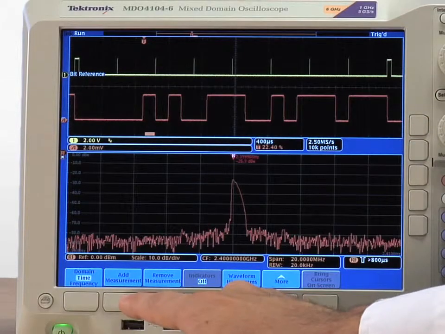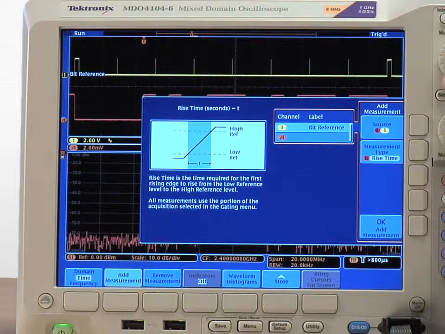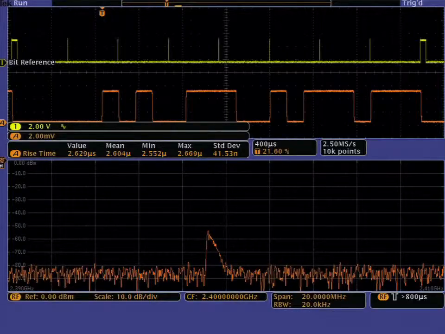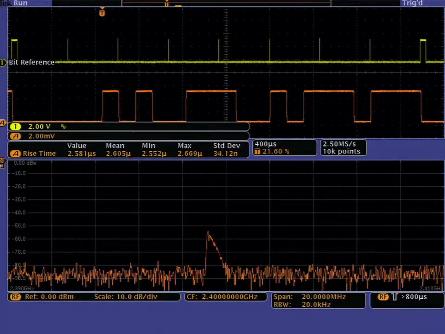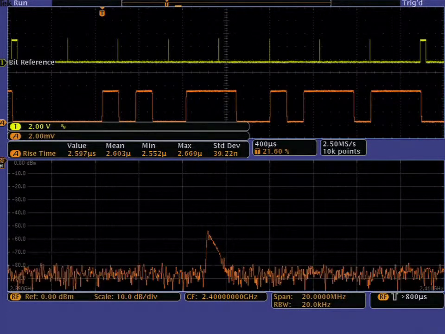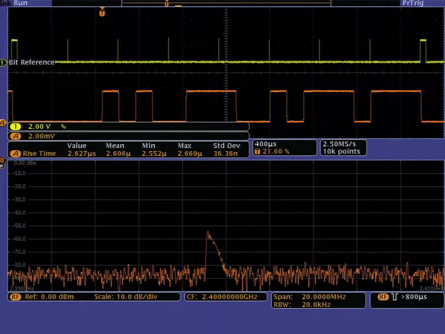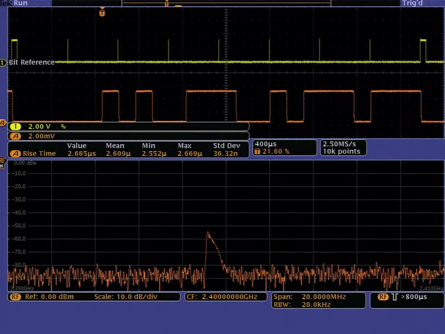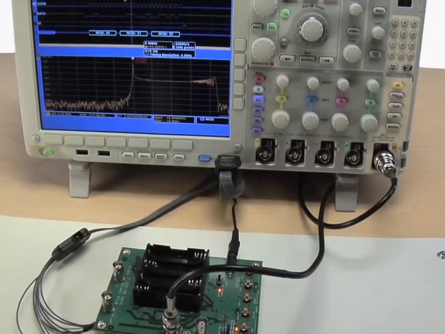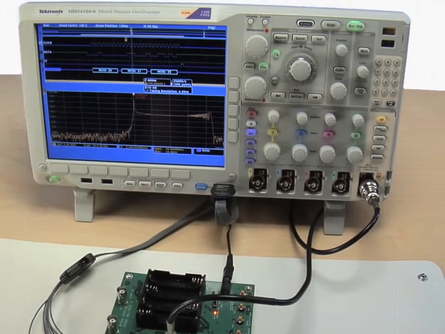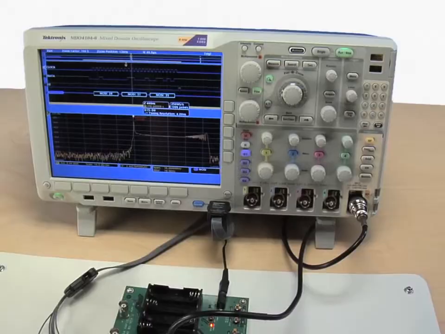Now a rise time measurement will be added to further analyze the RF trace. The ability to use a power level of your RF input as a trigger source is a unique and useful tool. Now you can trigger on specific RF events to find out what's happening in your design. With the MDO4000 series cross-domain triggers, finding and fixing design issues is now even easier than before.